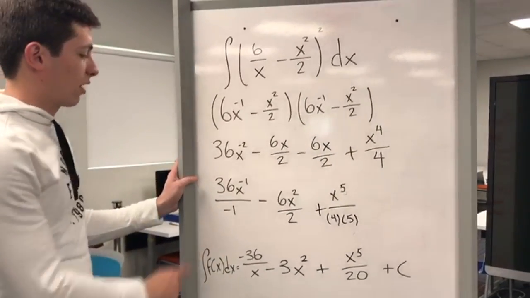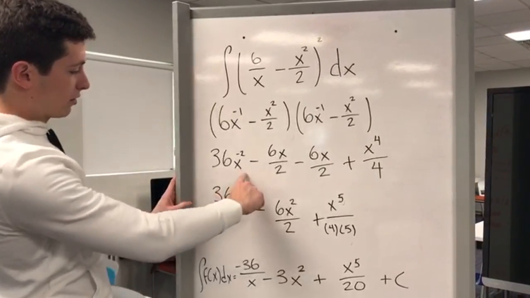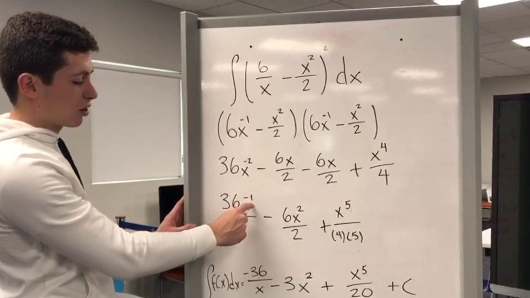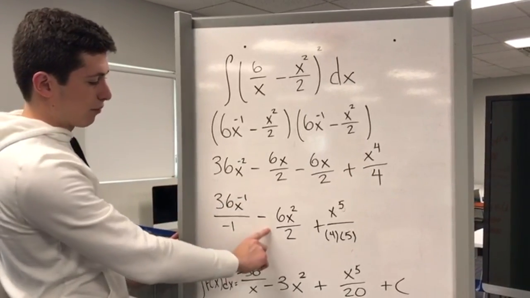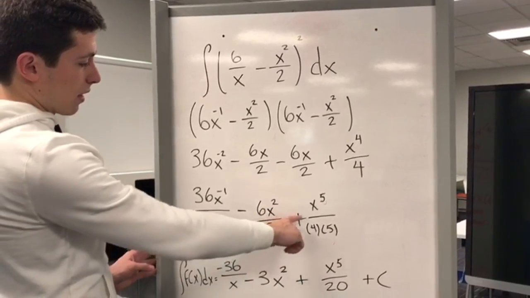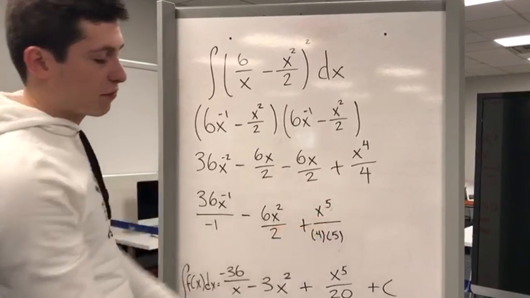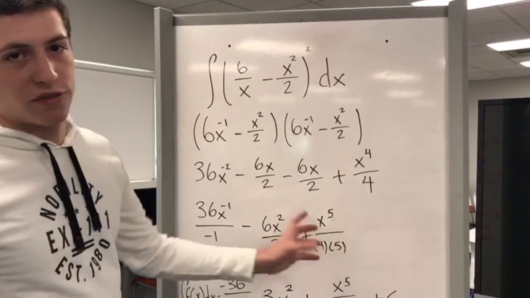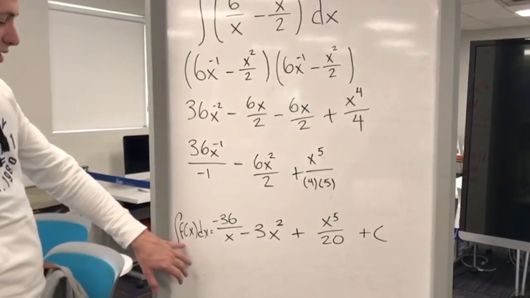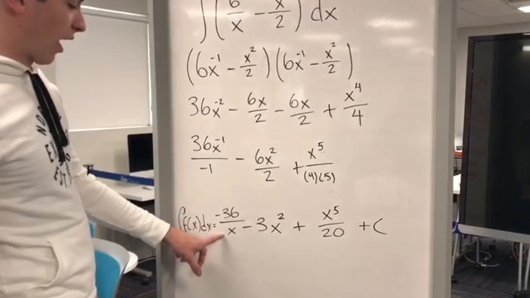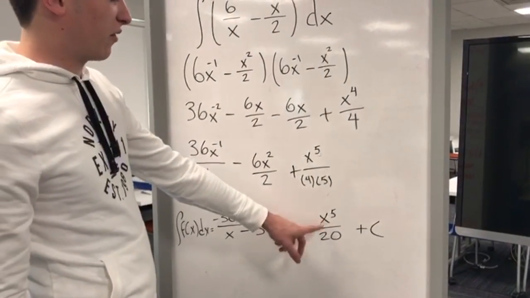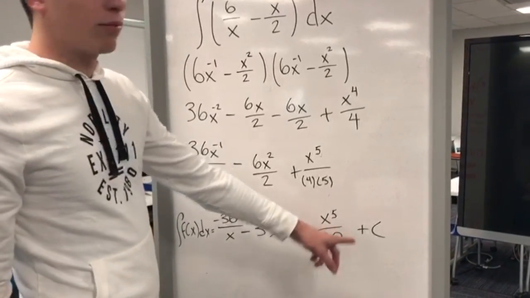So now I integrate it, and for x you do a plus 1, so it's x to the minus 1 over negative 1, minus 6x squared over 2, and x to the 5th power divided by 4 times 5, which is 20. So the final answer is the integral of f of x dx: negative 36 over x minus 3x squared plus x to the 5th power divided by 20 plus c.